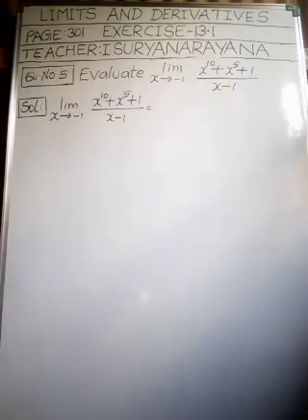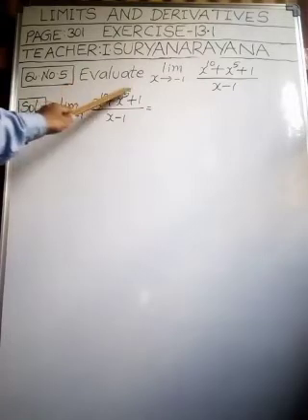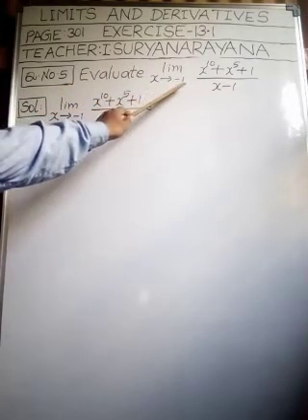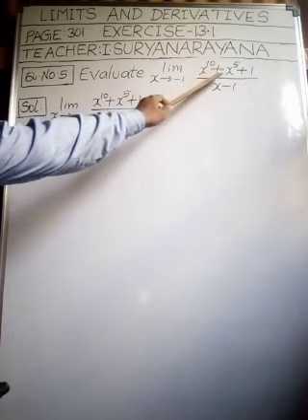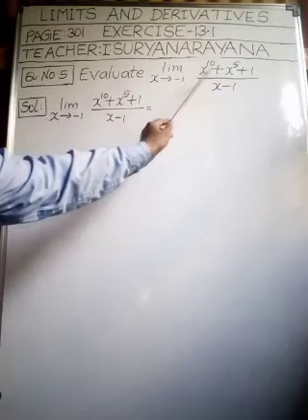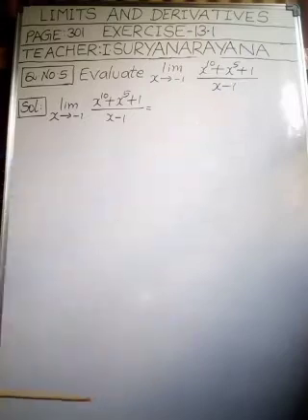Right. Now come to the next question, that is question number 5. Evaluate as x tends to minus 1, limit of (x to the power of 10 plus x to the power of 5 plus 1) whole divided by (x minus 1). Okay, my children, understood the question? Right. Come to the solution part.